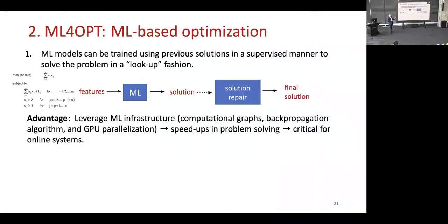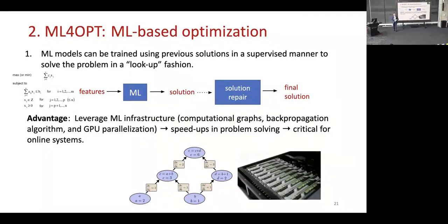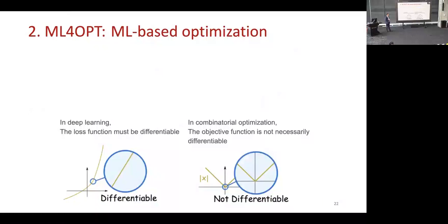So you have to do some solution repair afterwards. And of course, if you can cast your problem as a machine learning model, you can build your computational graph, say with PyTorch, run it on the GPU, get huge accelerations in the process, and that's how you can solve this for online systems.